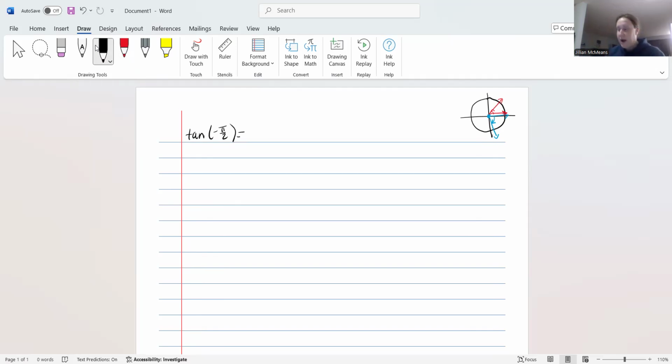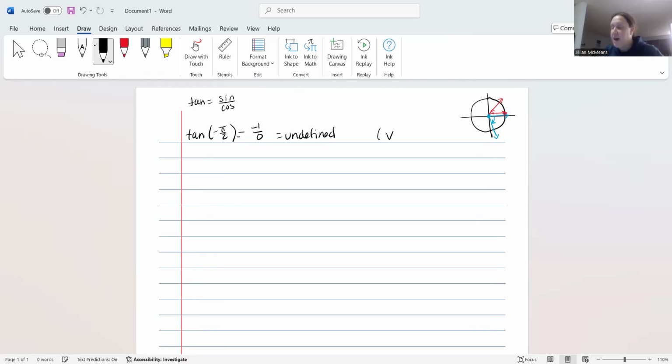So at negative pi over 2, we have the ratio negative 1 over 0. Remember, tangent is sine over cosine, so on the unit circle, y over x. So we get negative 1 over 0, which is undefined.